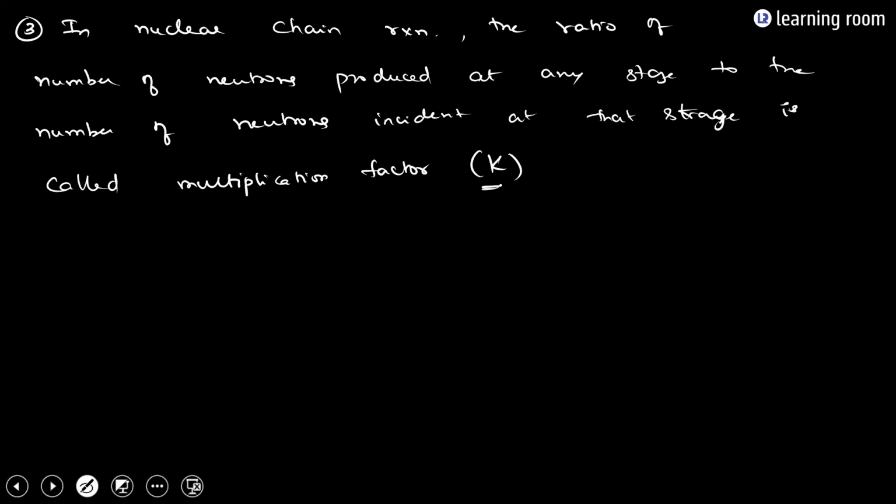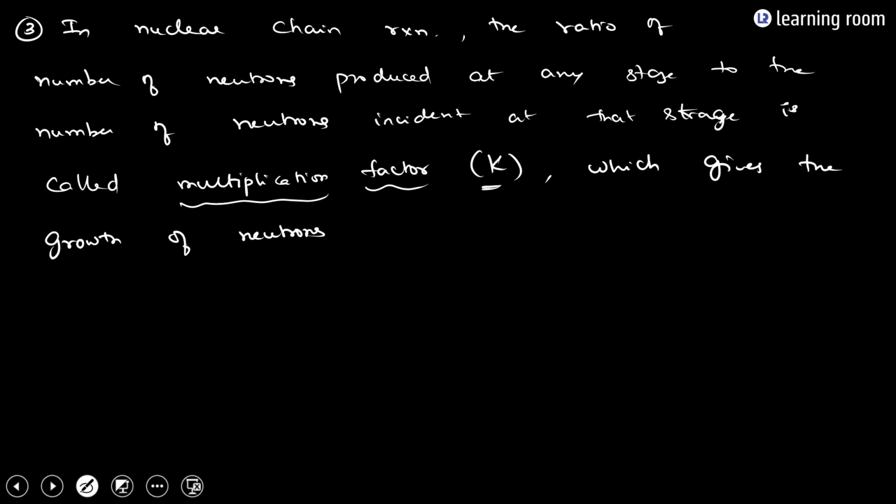So you saw the reaction. The number of neutrons are getting produced and there are a number of neutrons which are actually bombarded. If at a particular stage you find the ratio of the number of neutrons getting produced to the number of neutrons participating in the reaction, that gives you a number called the multiplication factor, which gives the growth of neutrons. It tells us at what rate the number of neutrons released in the reaction are growing. Are you able to understand this? Now, if K is equal to 1, the reactor is said to be critical.